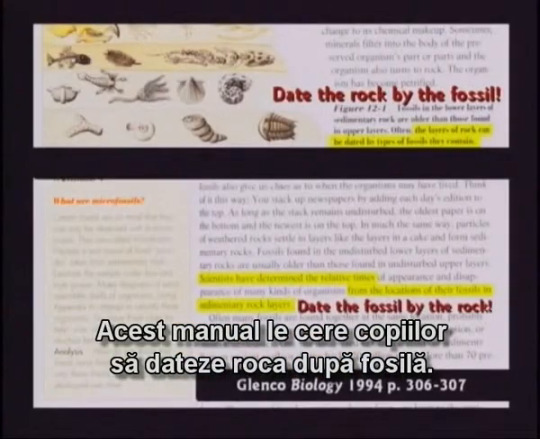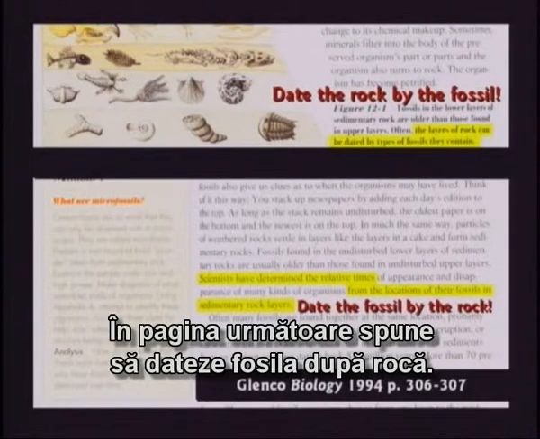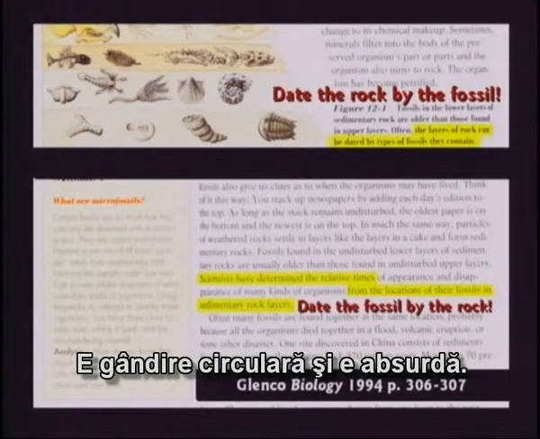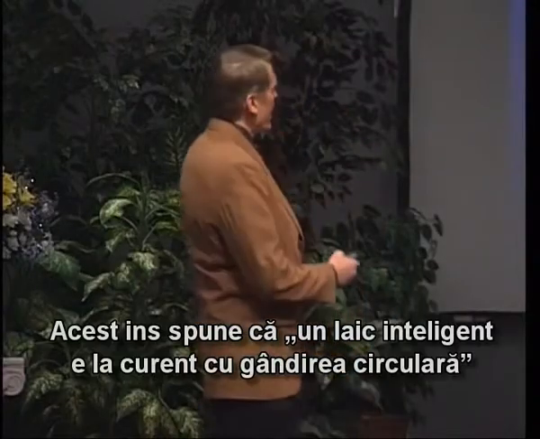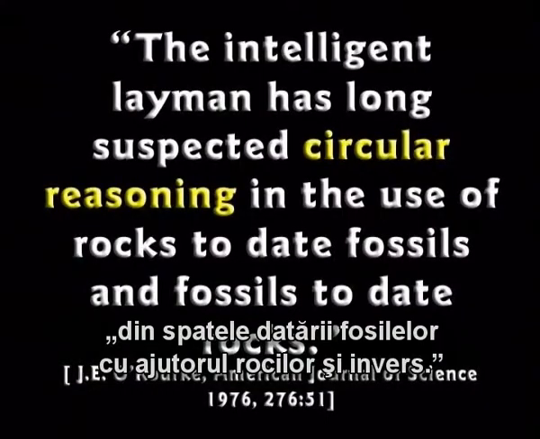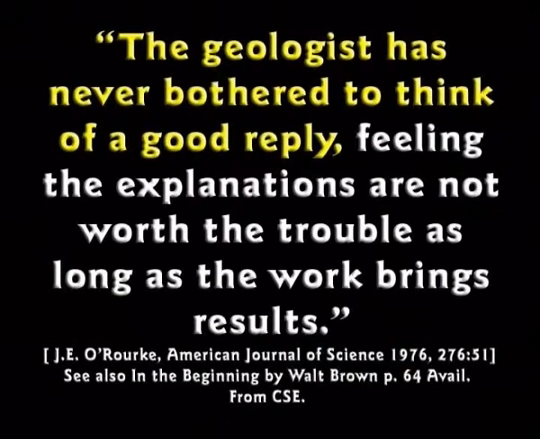I'll show you. This textbook tells the kids on page 306 to date the rocks by the fossils. On the next page it says, date the fossils by the rocks. Circular reasoning. This is silly. This guy says, the intelligent layman has long suspected circular reasoning in the use of rocks to date fossils and fossils to date rocks. The geologist has never bothered to think of a good reply.